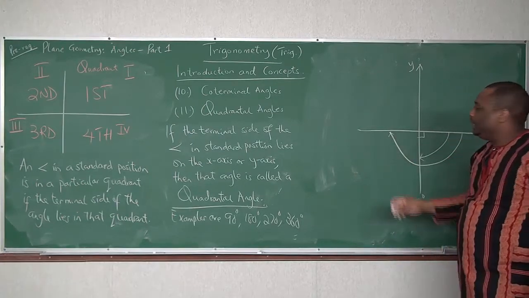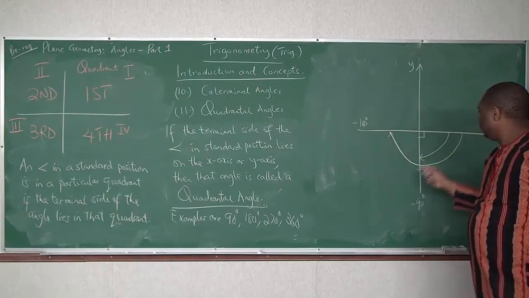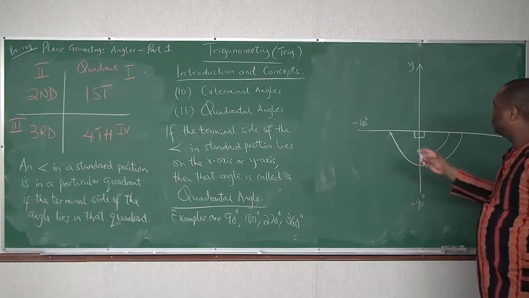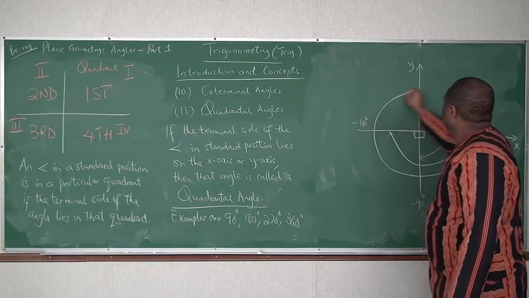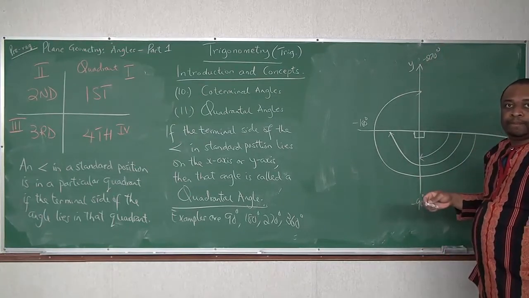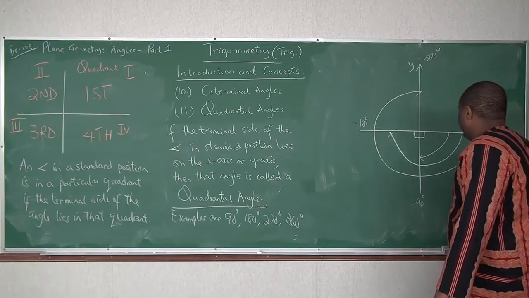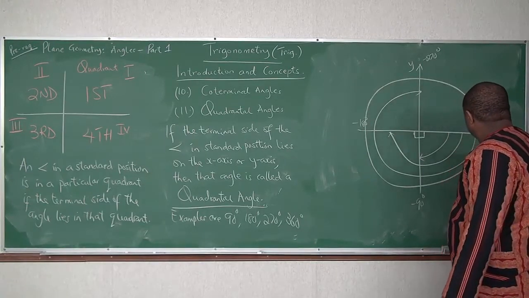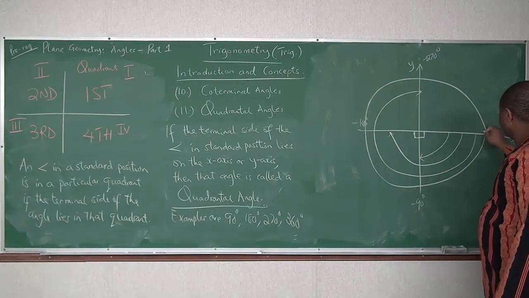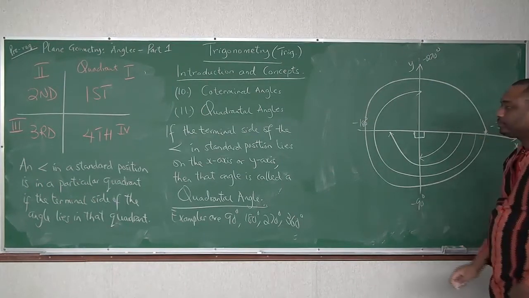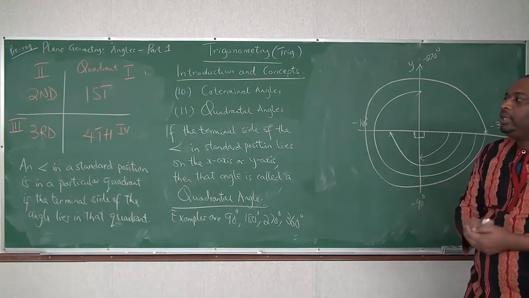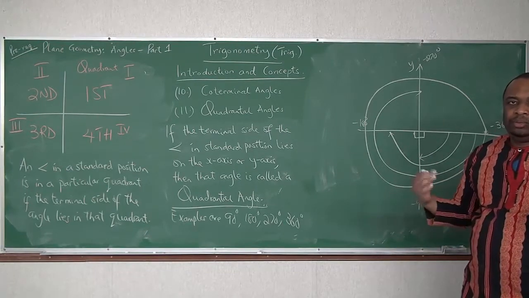Here, negative 180 degrees, because of this angle plus this angle. This is a quadrantal angle. Here, negative 270 degrees. This is a quadrantal angle. And then here, a complete revolution, but in the clockwise direction, this is negative 360 degrees. So what does this tell you already? To save time with this video, we are going to stop here.